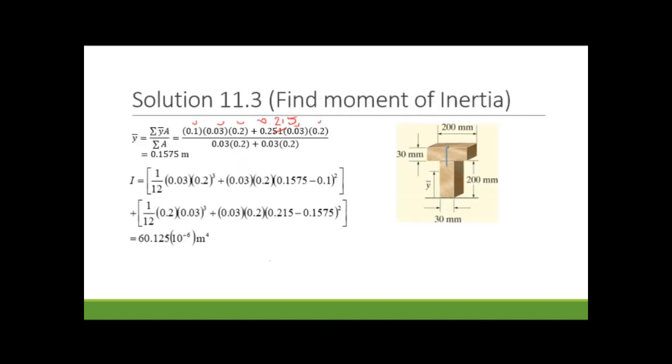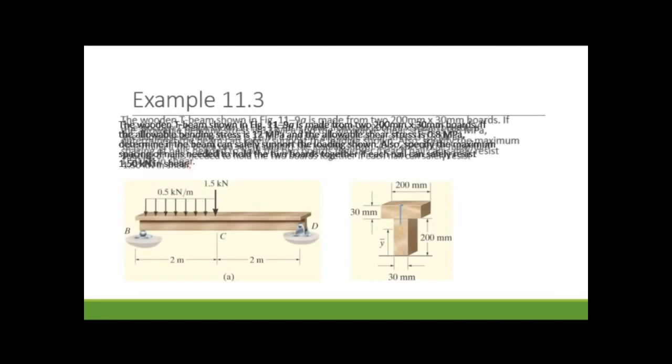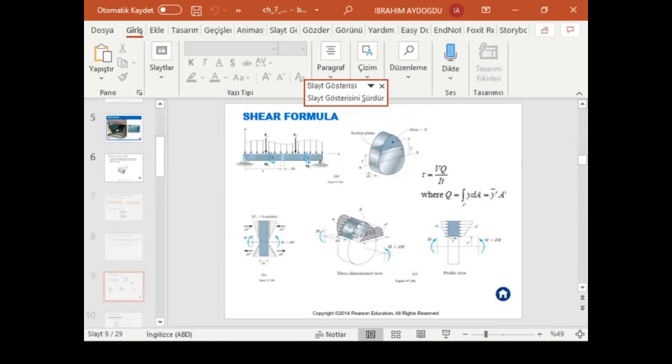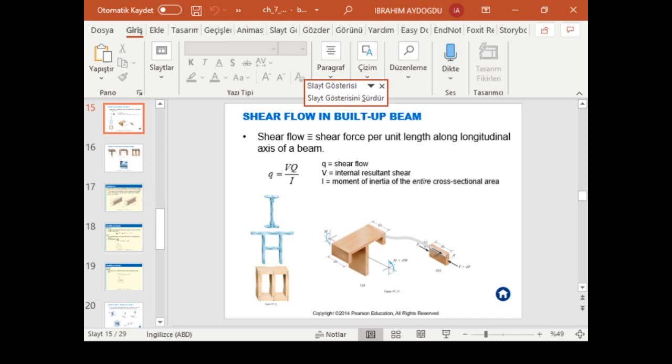Now I want to go back to the nail spacing, finding the nail spacing. Specify the nail spacing needed to hold the two bars, if a nail can safely resist 1.5 in shear. Most of you, I don't know if your instructor showed you this check or not, but I want to remind you. I want to go back to chapter 7, shear flow in built-up members.